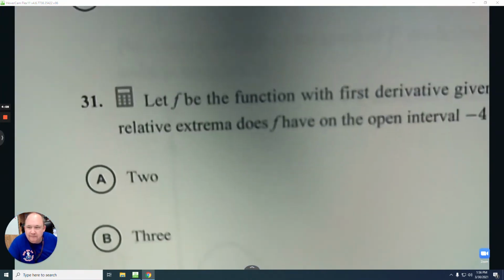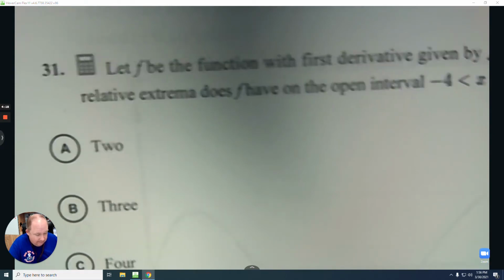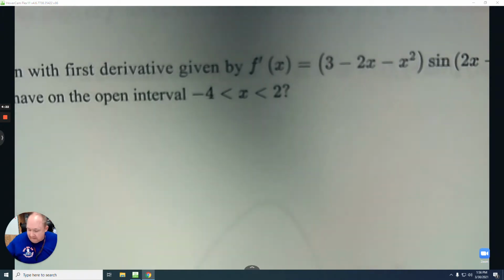Number 31. Let f be the function with the first derivative that you see. How many relative extrema does f have on the open interval from -4 to 2? All right, so this is a calculator question, so let me take out the calculator.